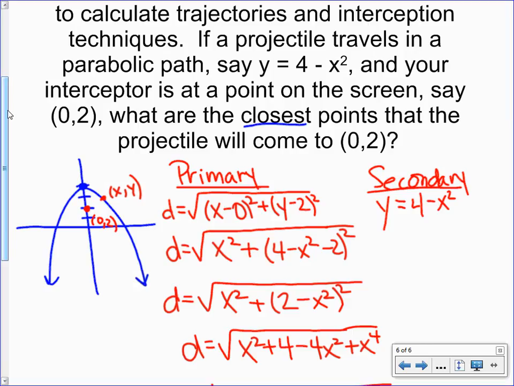Did we put that into the secondary equation, y equals 4 minus x squared? Yes. When you have two different variables, you want to go back to the secondary equation to figure out the second.